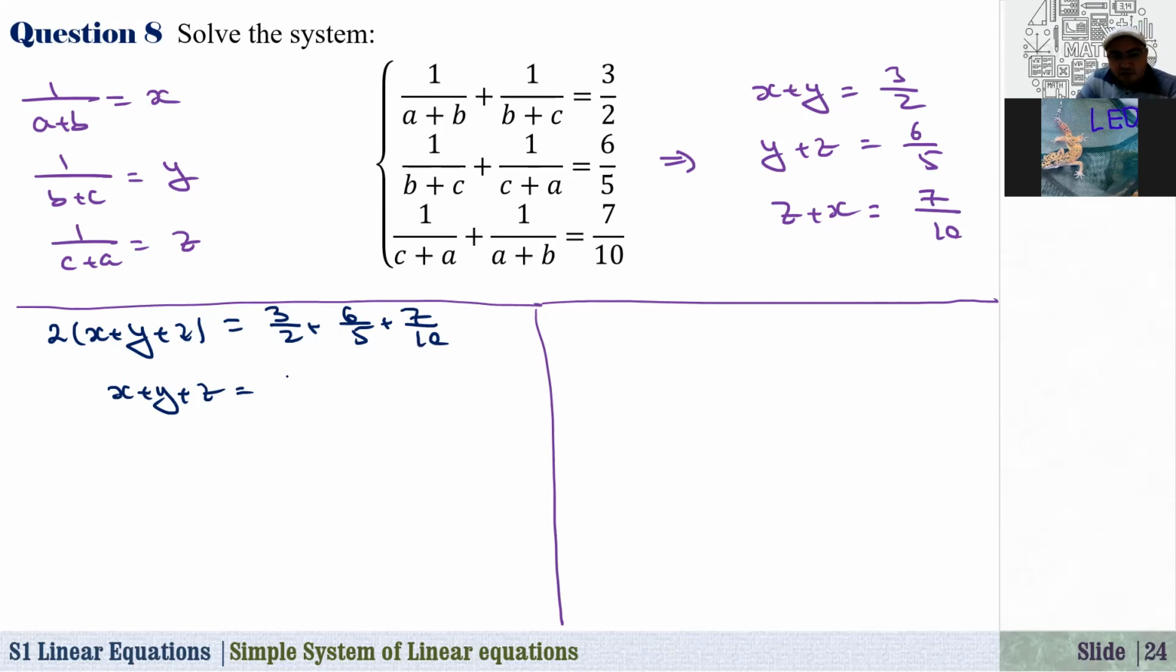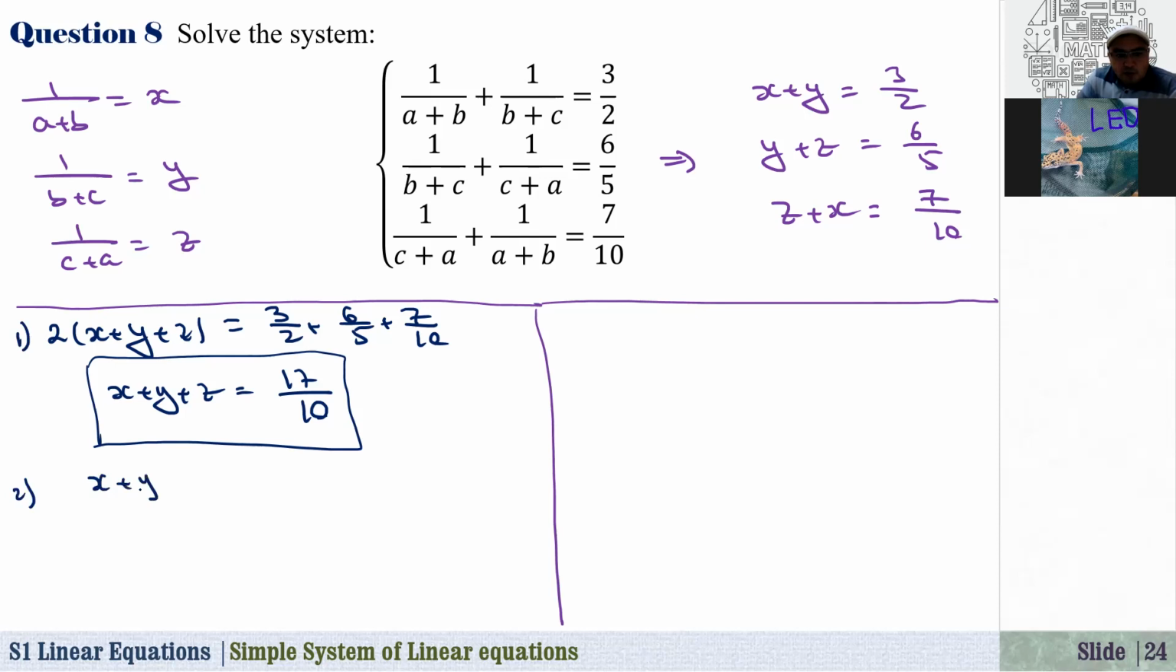Multiply both sides by 1 over 2. That is 17 over 10. So that's how we actually obtain this x plus y plus z. Now from here, as you see, x plus y equals 3 over 2, right? If you just substitute there, this says 1, and this one is 2. x plus y plus z is equal to 17 over 10.